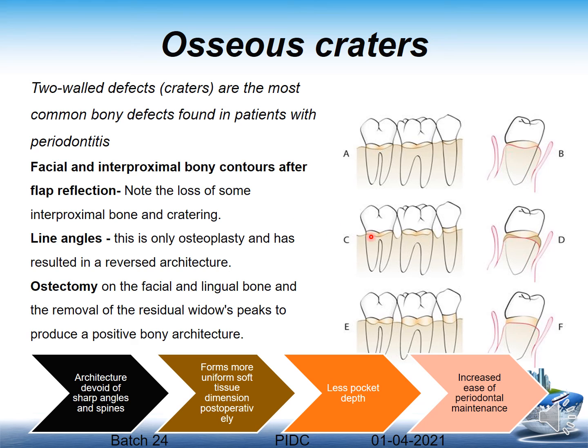Usually, you have facial interproximal bony contours after flap reflection. Note that there is loss of some interproximal bone in the craters on the sides. So you do have some amount of bone loss occurring in this area also. So for these areas, just osteoplasty is required. Whereas when there is more amount of bone on either side, you can go for ostectomy.